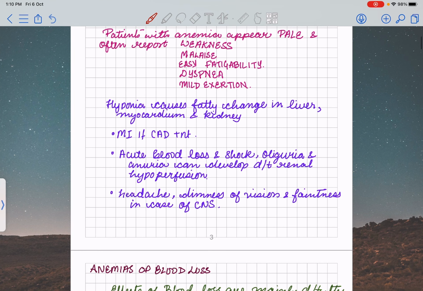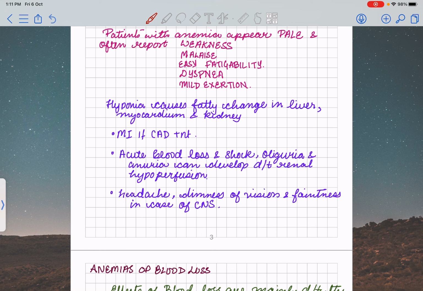Hypoxia causes fatty changes in liver, myocardium and kidney. Myocardial infarction if CAD, that is coronary artery disease, is already present. Acute blood loss, shock, oliguria and anuria can develop due to renal hypoperfusion. Headache, dimness of vision and faintness in case of CNS.